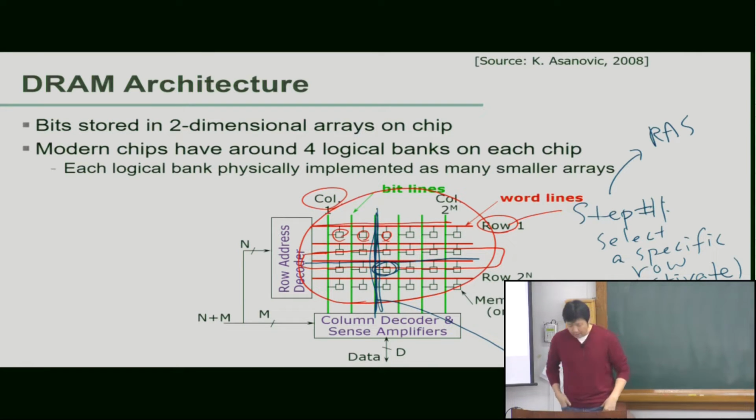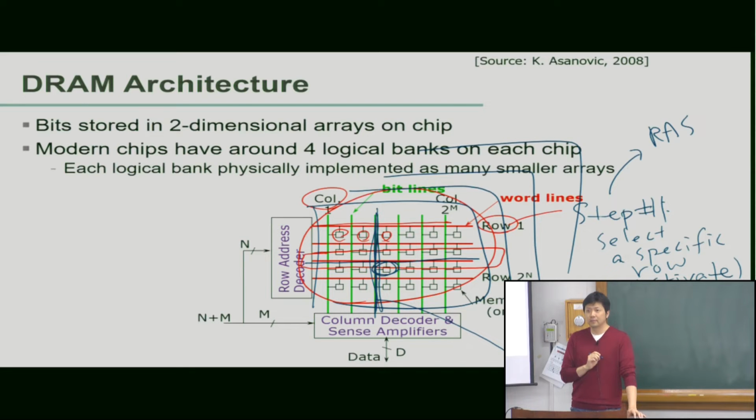Modern chips actually have multiple of these arrays, not just one. Instead of having just one global array, today's DRAM has multiple banks in it. Each bank is a 2-dimensional array, and all of these banks can be independently accessed. So multiple arrays can be accessed at the same time. For example, you activate row 2 in array 1, at the same time you activate row 8 in array 2, and row n in array 3, and so on.